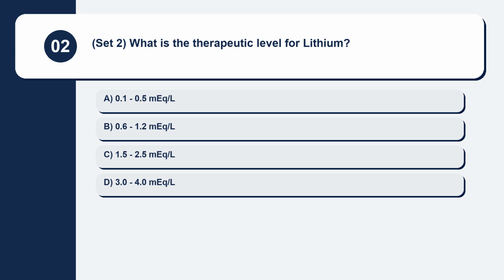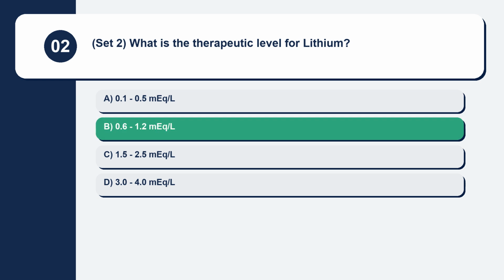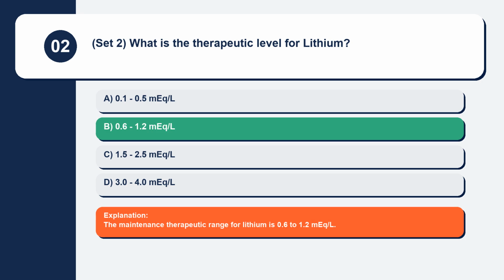Question 2. Set 2. What is the therapeutic level for lithium? 0.1 to 0.5 milliequivalent/L, 0.6 to 1.2 milliequivalent/L, 1.5 to 2.5 milliequivalent/L, 3.0 to 4.0 milliequivalent/L. The maintenance therapeutic range for lithium is 0.6 to 1.2 milliequivalent/L.